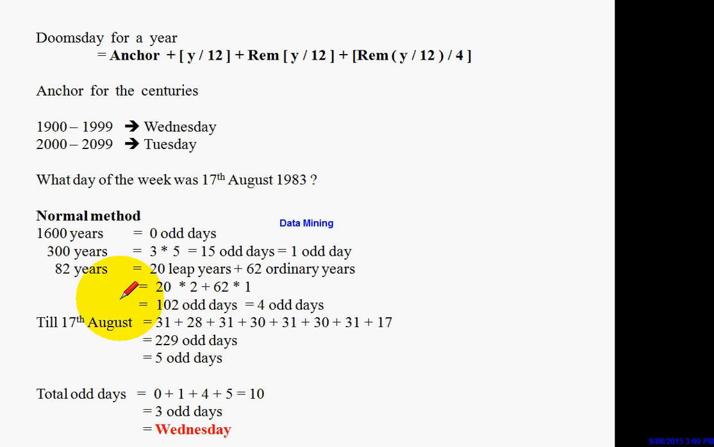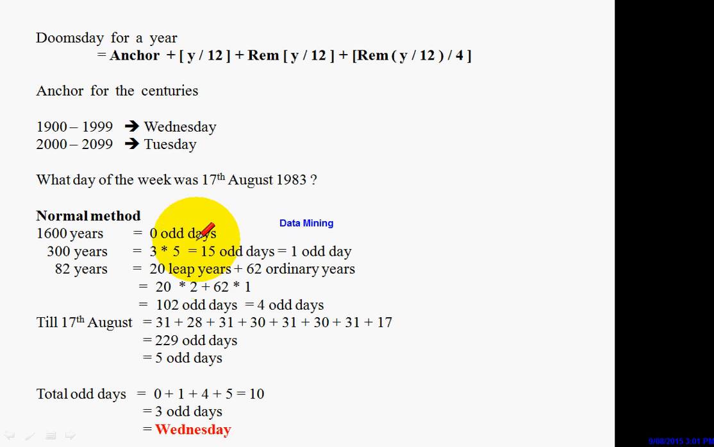Or if you cannot remember the number of odd days in a particular month, you can have this calculation. Just write the number of days in January, Feb, March, April, May, June, July. And August, I am not taking the whole month because they have given 17th August, so I have taken the value directly as 17. Add all these values and divide by 7, you will get the number of odd days. Both are correct.